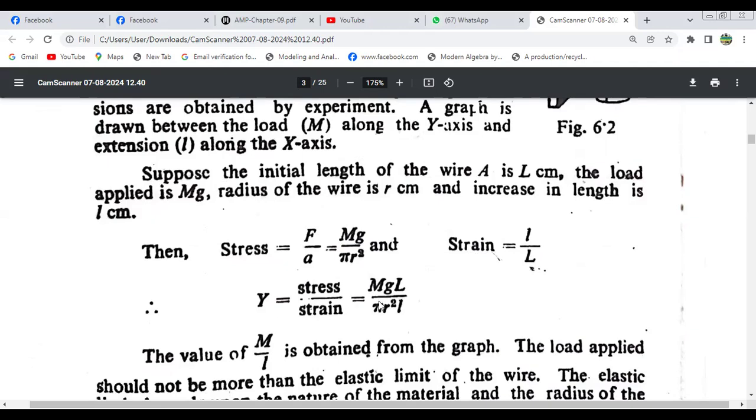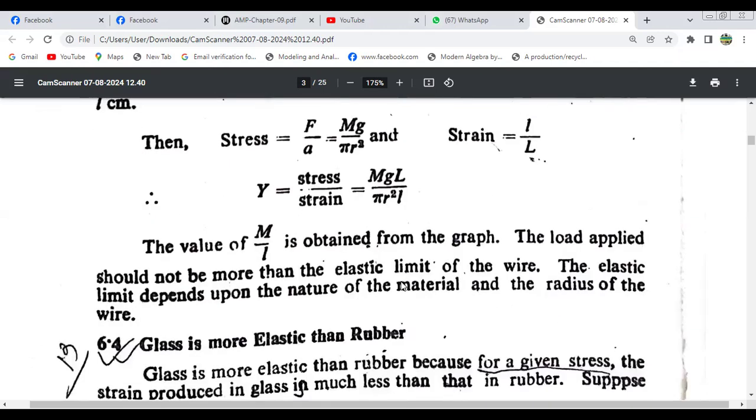So Young's modulus will be this, and the value of m by L is obtained from the graph. The load applied should not be more than the elastic limit of the wire.